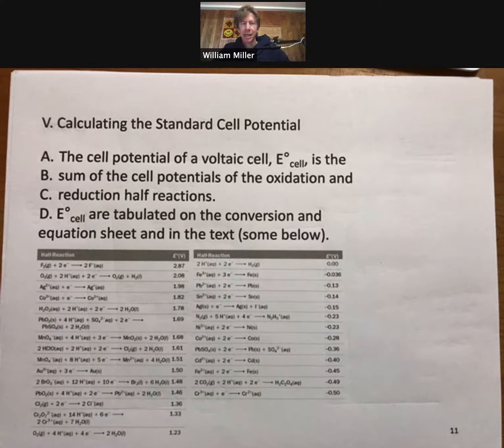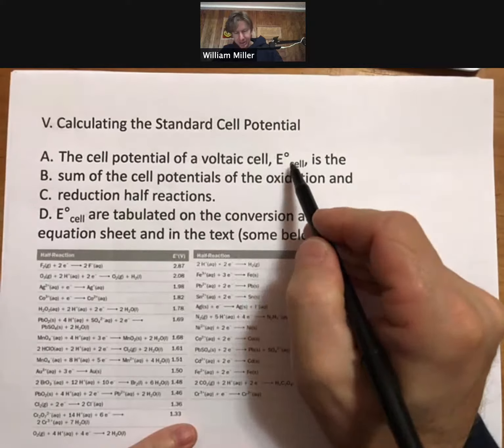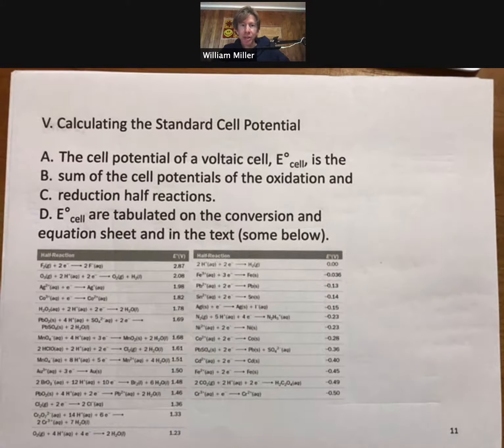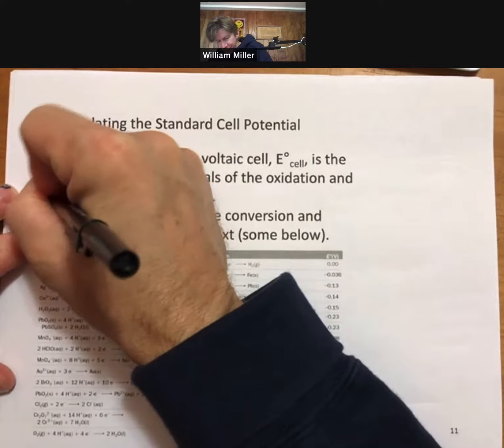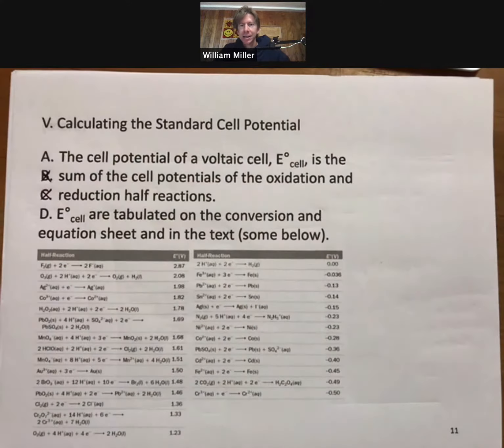So now that we've established the relationship between standard cell potential, E0 cell, and free energy, or change in free energy, now let's talk about how to calculate the standard cell potential. The cell potential of a voltaic cell is, apologize for the formatting issues here, the sum of the cell potentials of the oxidation and reduction half reactions.